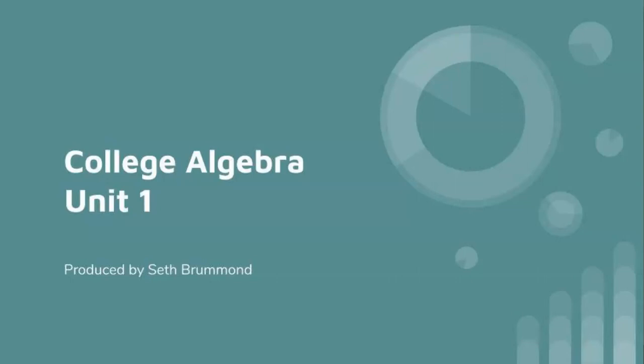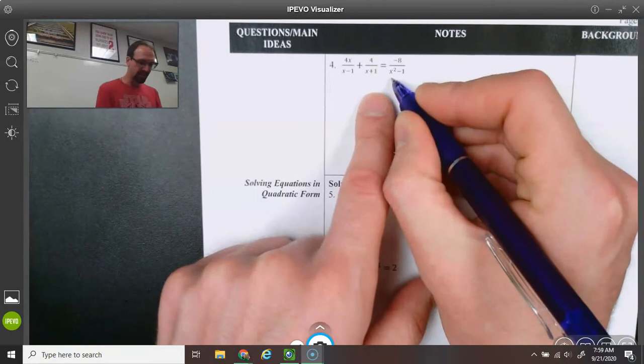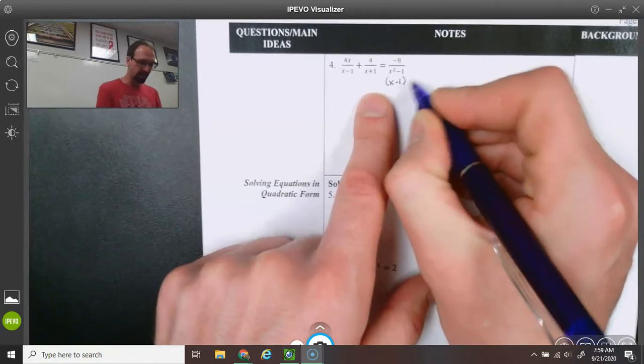Friends, Unit 1, Day 6. We're going to finish out solving rational equations. Number 4 has where we've got, again, x minus 1, x plus 1, and then this x squared minus 1. Remember, x squared minus 1 is a difference of squares, so we can actually say that this is really x minus 1 times x plus 1.